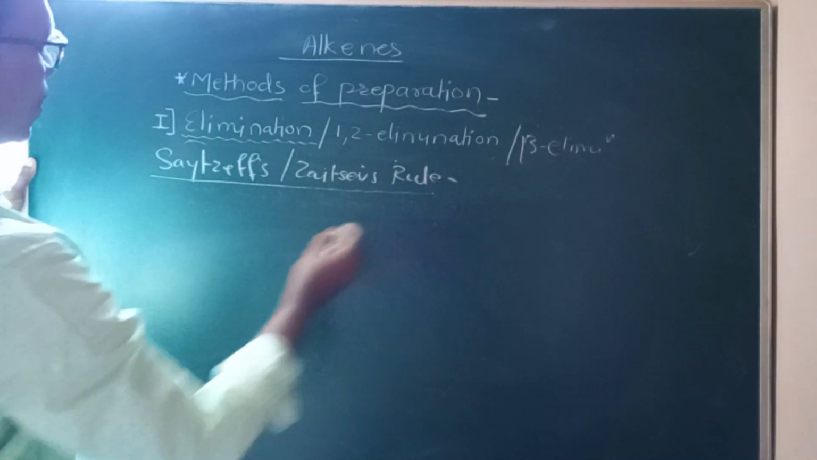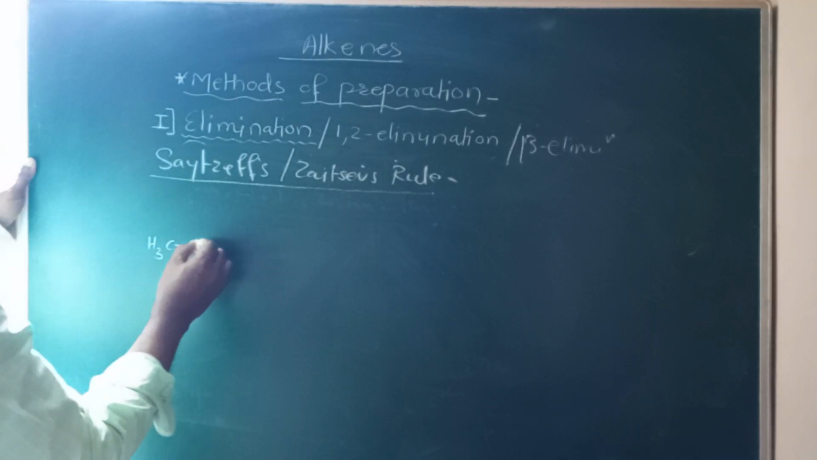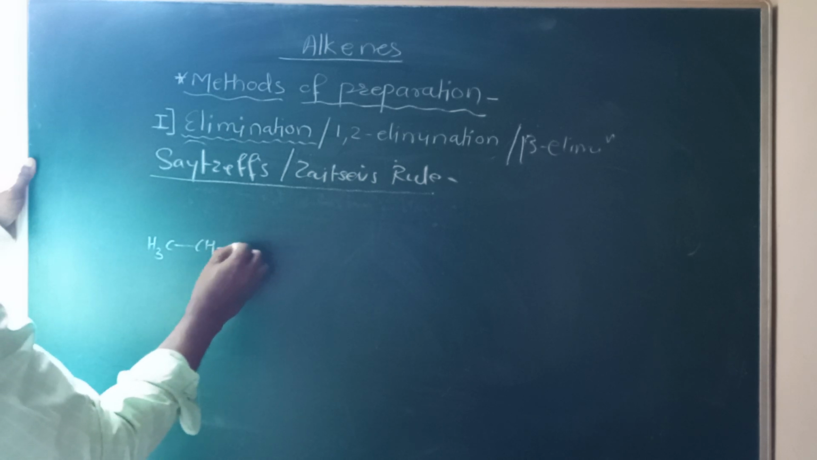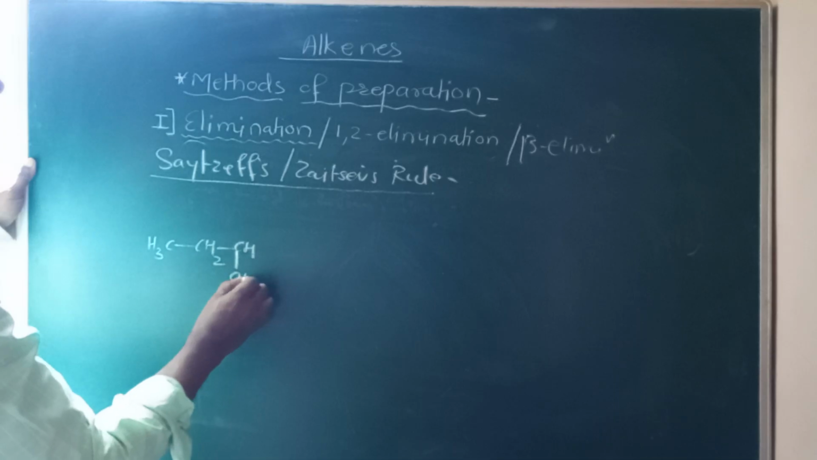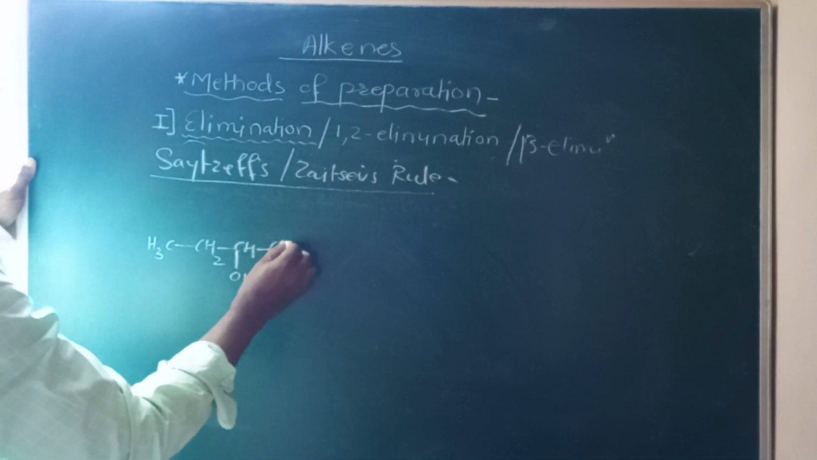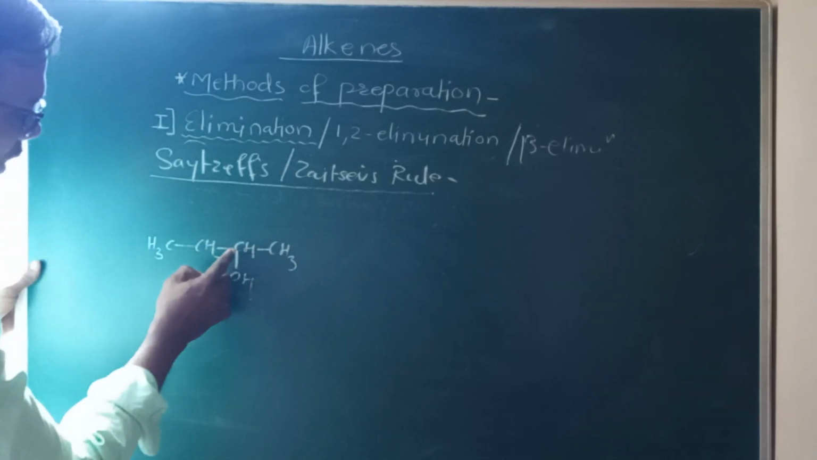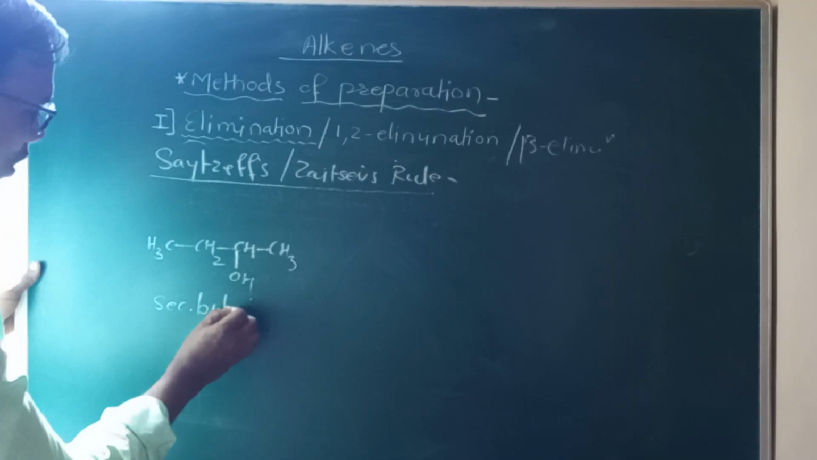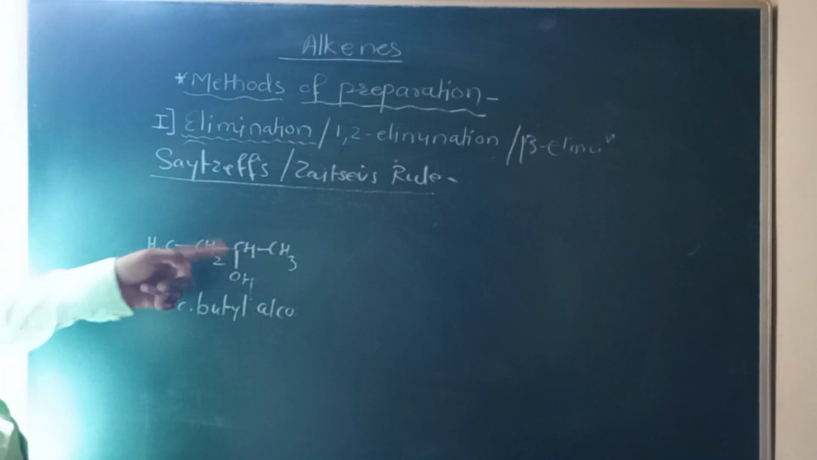Okay, so let us have one example. Let's consider dehydration of alcohol, that is this particular alcohol: CH3, CH2, then CH, then OH, and then CH3. Correct? Yes. Now this alcohol is called secondary butyl alcohol, and the type of alcohol is secondary. Correct.